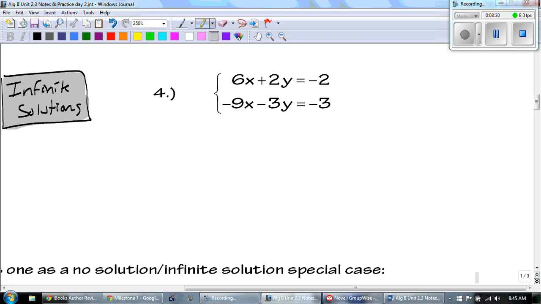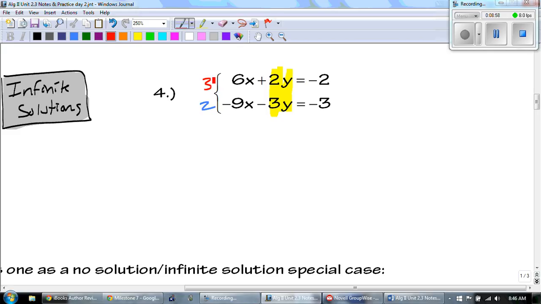All right, number 4. So the first thing I notice about 4 is my x's and y's are on the same side. And I'm going to go for canceling my y's this time, just because those are easier numbers to work with. Now, we already did this example, like, how do I cancel out 3 and 2? Well, I'm going to multiply by 2 and 3, okay? So I'm going to multiply the top by 3 and the bottom by 2.